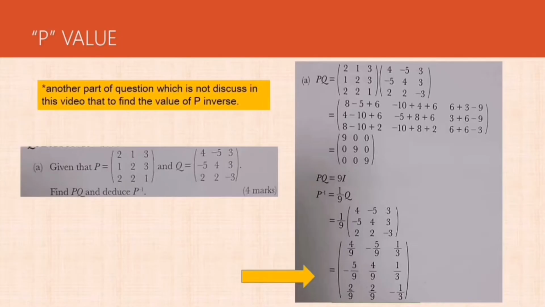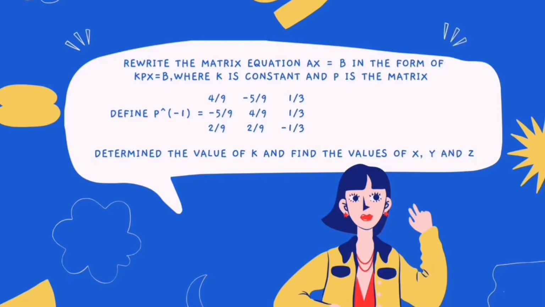Another part of the question which is not discussed in this video is to find the value of P inverse. For the next question, rewrite the matrix equation AX equals B in the form of KPX equals B, where K is a constant and P is the matrix defined as P inverse. Determine the value of K and find the values of x, y, and z.